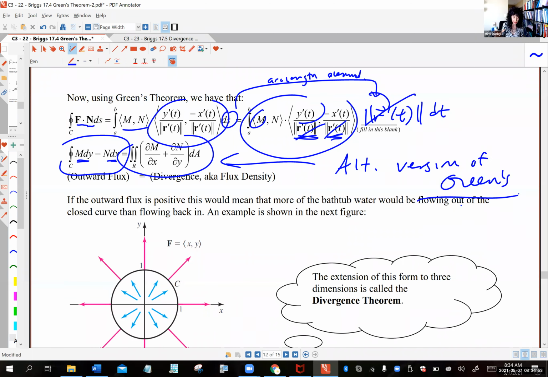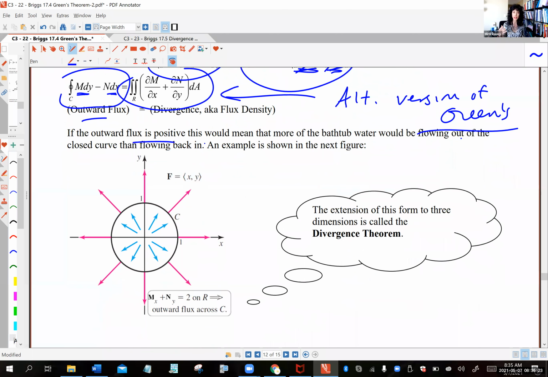So you definitely want to write this down somewhere. If you're making a sacred formula sheet somewhere, then it would be good for you to put this down. And on your quiz this weekend, a lot of the problems I'm going to ask you to do, and Briggs is because it's from the text, do both versions of Green's in one problem. So you have to do the circulation version and then the flux version. That's right here. Okay, so know how to do it. And if your outward flux ends up being a positive number, that means more of the fluid is going out than going back in, and so on.